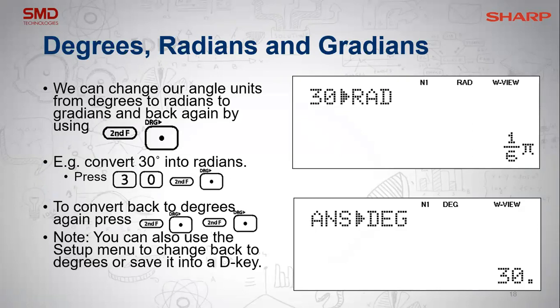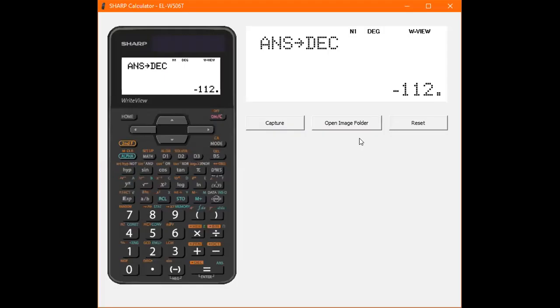Okay, so let's talk about converting between degrees and radians, which you need for both technical and AP maths. Let's say, for example, you have 60 degrees. You'll see that your calculator is automatically set to degrees. So we would say 60, and then press second function and your decimal, and it converts it to radians for you.